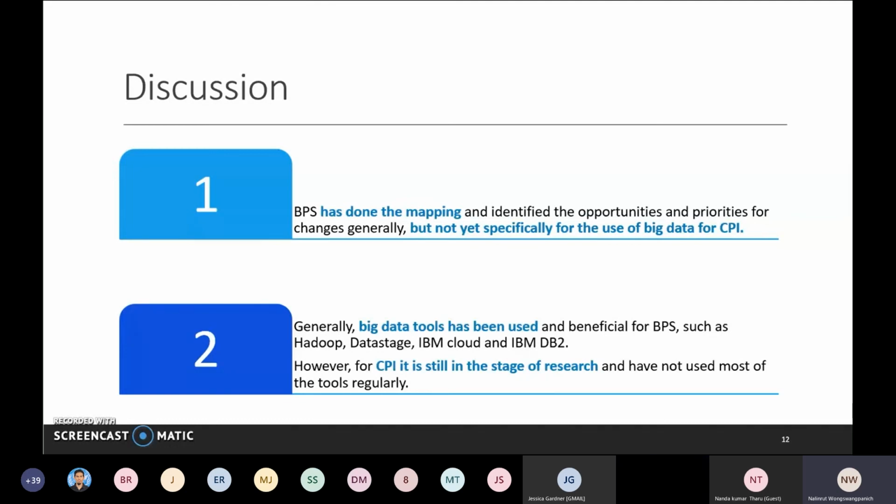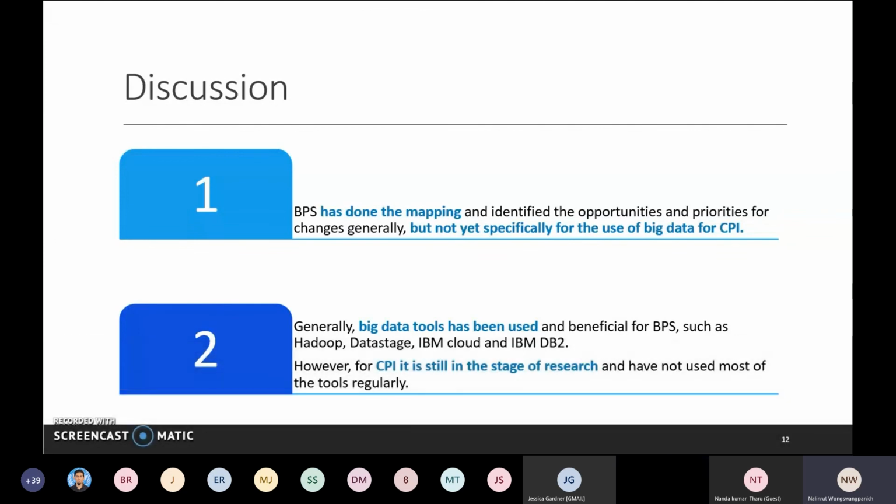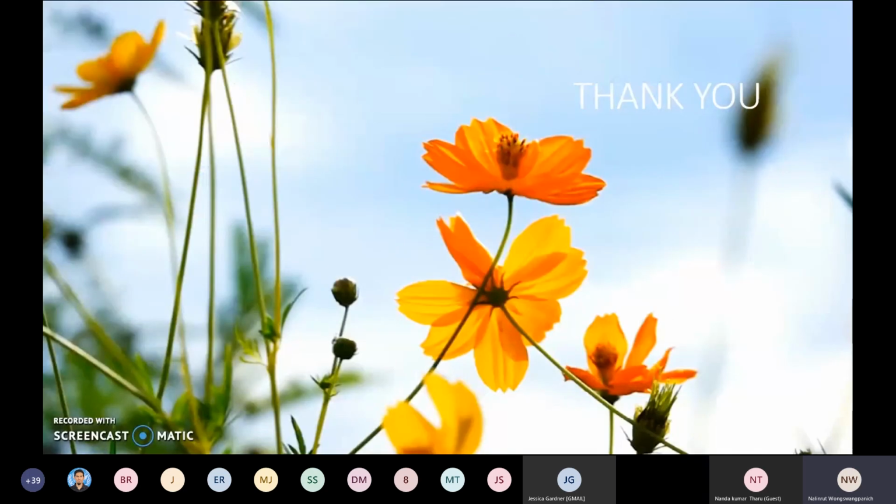And the second is, what is the most effective modernization tool and concept which has been implemented in BPS? I think the answer is big data. Generally, big data tools have been used and are beneficial for BPS, such as Hadoop, DataStage, IBM Cloud, and IBM DB2. However, CPI is still in the stage of research and has not used most of the tools regularly.